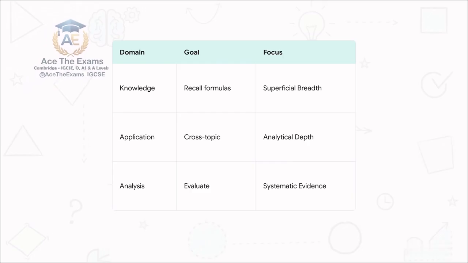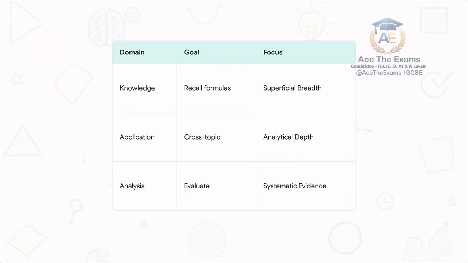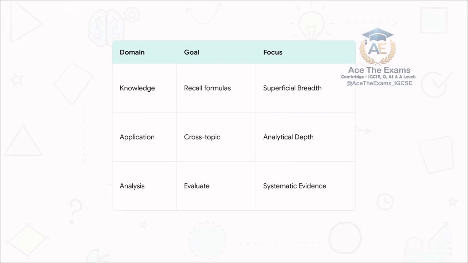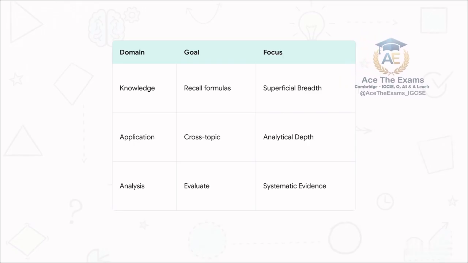The second level is application. This is where you start demonstrating cross-topic connections. The principal examiner reports explicitly highlight that candidates who reference cross-topic connections, like, say, linking a straight-line tangent directly to a calculus derivative, achieve significantly higher marks. This shows real analytical depth.